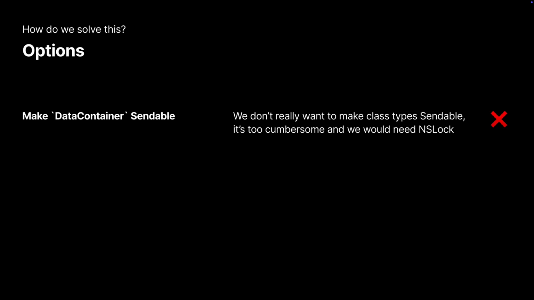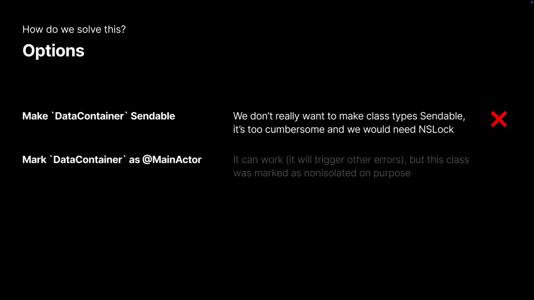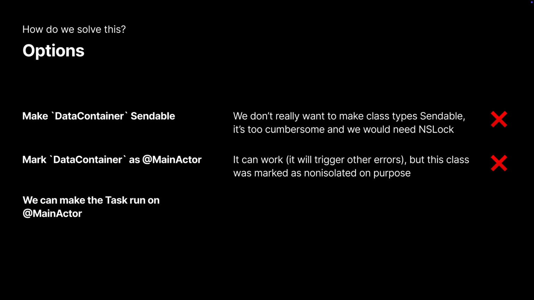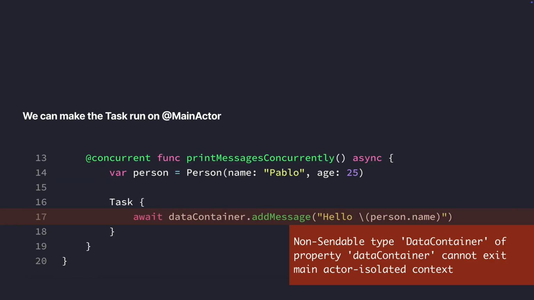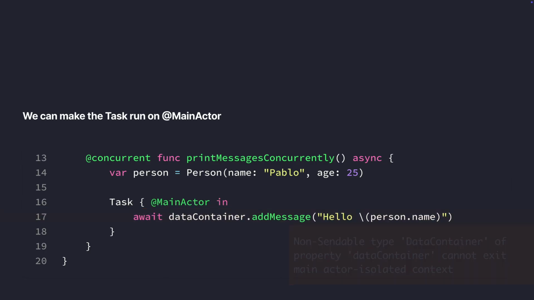We can mark DataContainer as MainActor. This can work. It will trigger other errors, but this class was marked as non-isolated on purpose. So not the right solution for this case. We can make the task run on the main actor. Since we are interacting with a @MainActor variable, this makes the most sense in this case. So this is the solution that we will choose. Now when we annotate the task with MainActor, the error disappears.